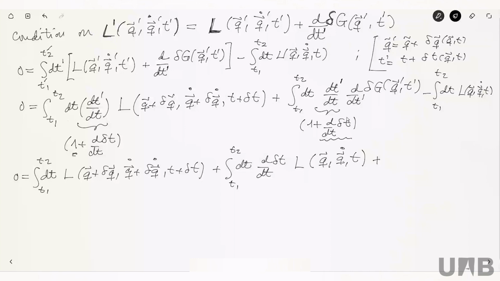So that means that I can forget about this delta t when it multiplies the delta g, and I can pick only the 1. So that's going to be the integral dt from t1 to t2 of the derivative with respect to t prime of delta g of q prime and t prime. Okay?